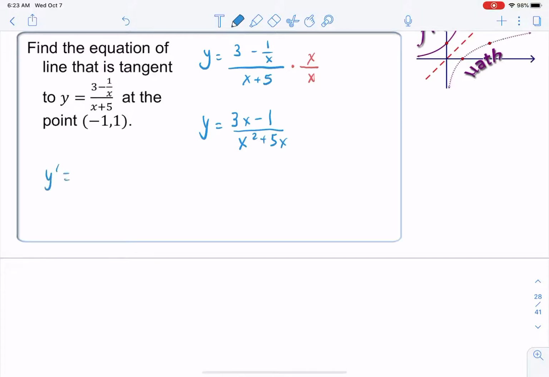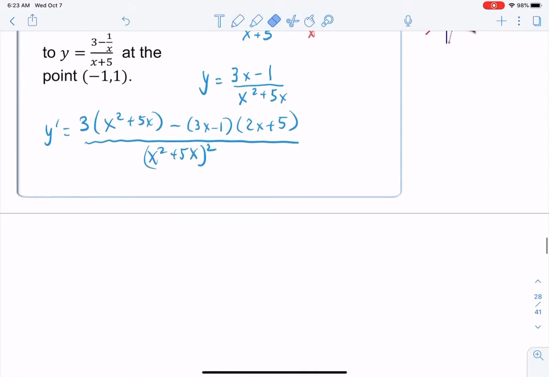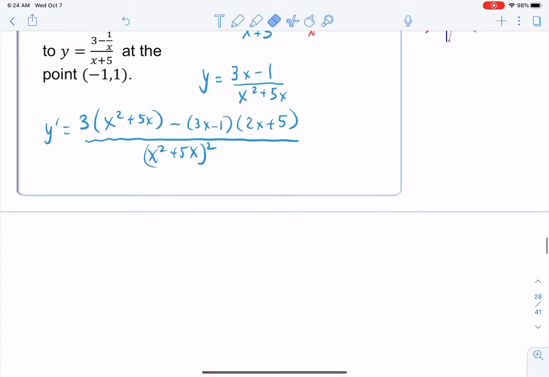y prime is equal to the derivative of the top times the bottom. So the top's derivative is just 3, times the bottom, x squared plus 5x, minus the top, 3x minus 1, times the derivative of the bottom, 2x plus 5, all over the denominator squared, (x squared plus 5x) squared. Remember, just leave that squared. Don't expand it out. It's just asking for misery.